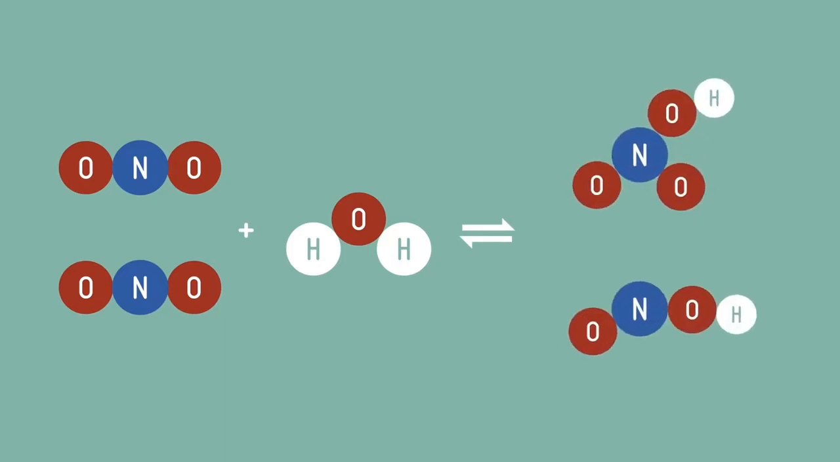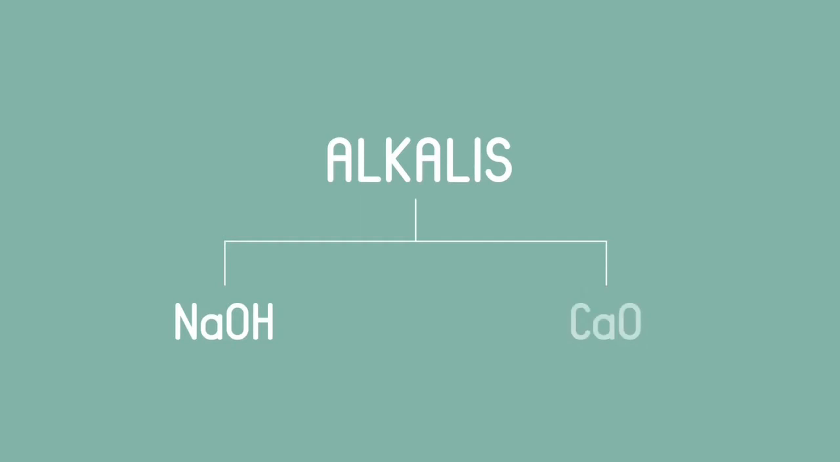However, oxygen also reacts with reactive metals to form alkalis such as sodium hydroxide and calcium oxide. So oxygen is not only an acid maker, but also an alkali maker.